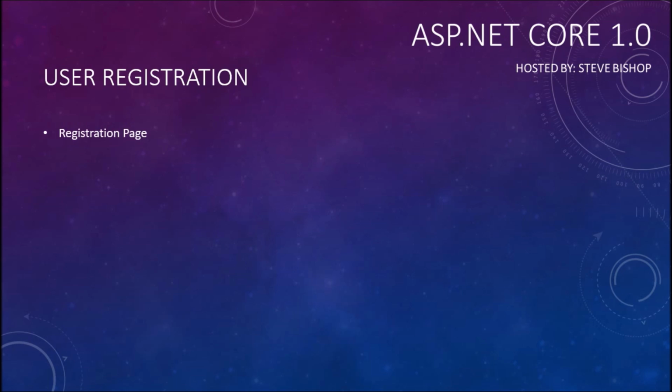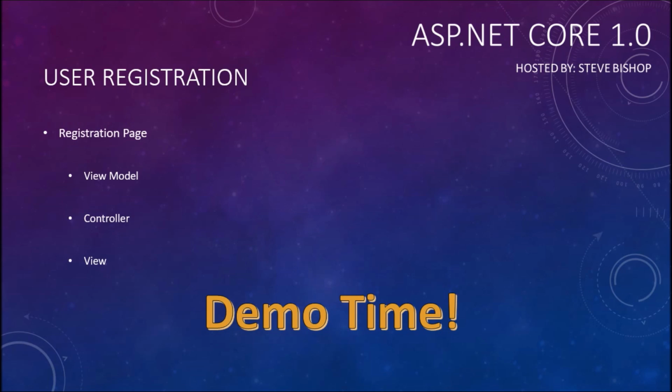So we're going to start out by creating our view model, our controller, and our view, not necessarily in that order, but we're going to start to see some of those ASP.NET Core Identity components get built into what we're doing here with this registration page. So let's go ahead and hop into our Visual Studio Code window and let's get started.